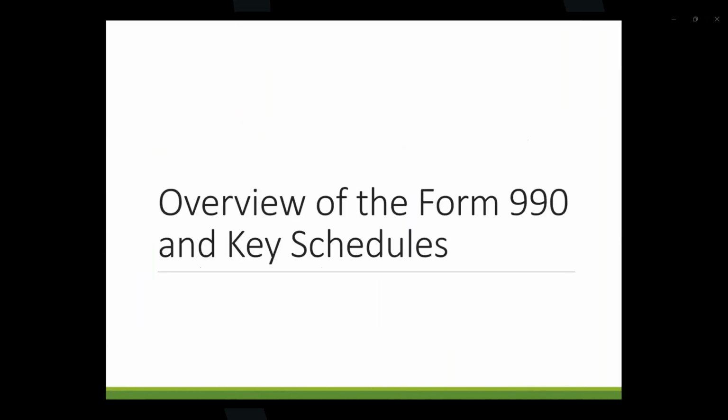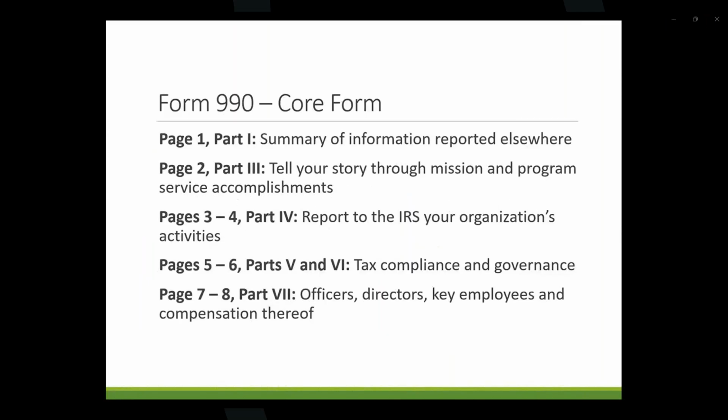So first, an overview of the Form 990 and the key schedules. The core form is comprised of 12 pages and 12 parts. Part 1 is really just a summarization, a snapshot of your nonprofit organization and the information that's reported elsewhere. So it shows items like your mission statement, some categories of revenue and expenses, your total assets, total liabilities and total net assets, and that will show the current year and the prior year.